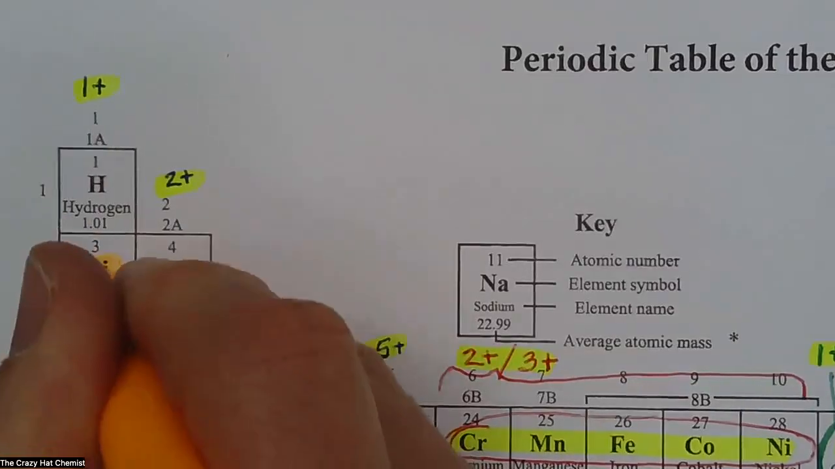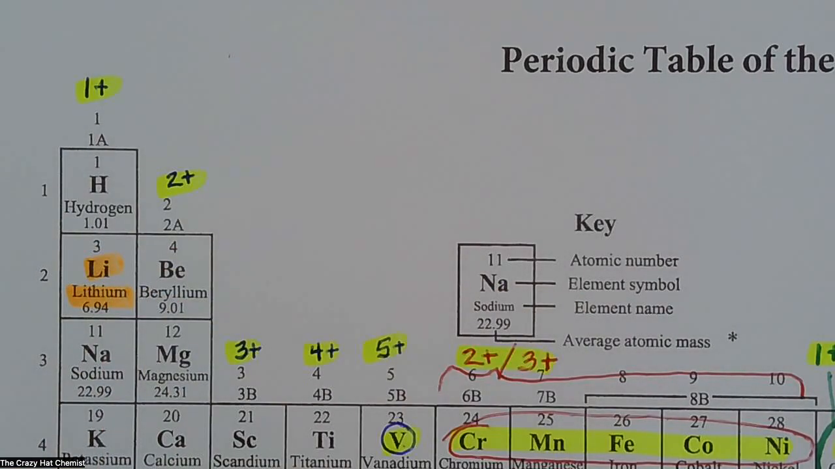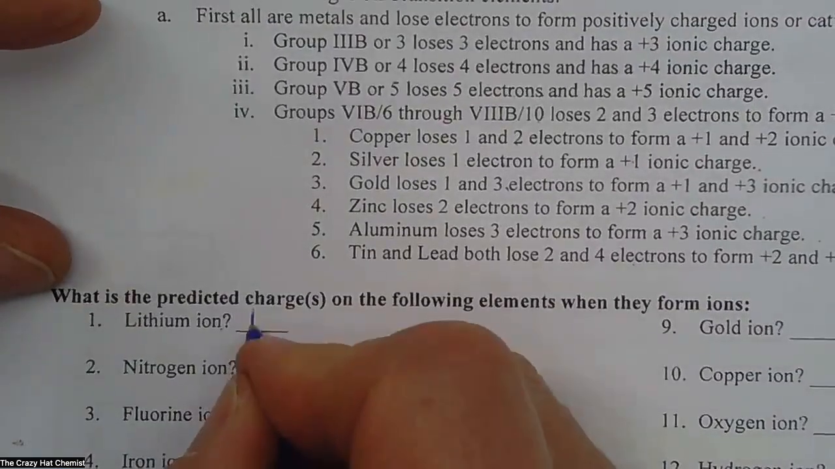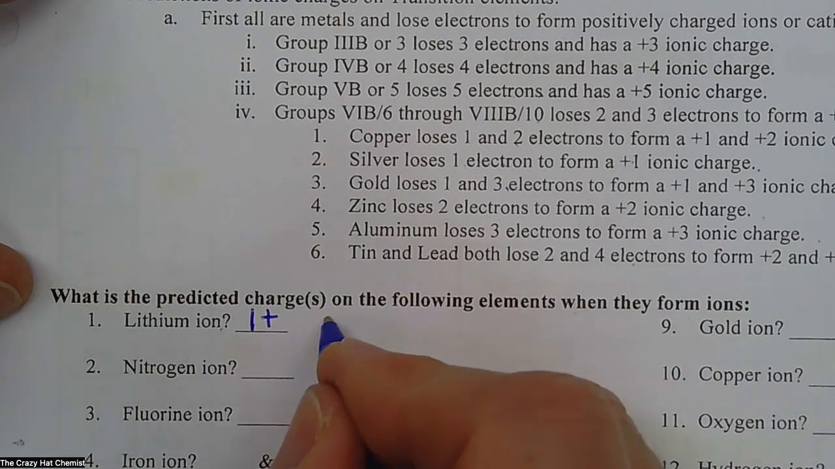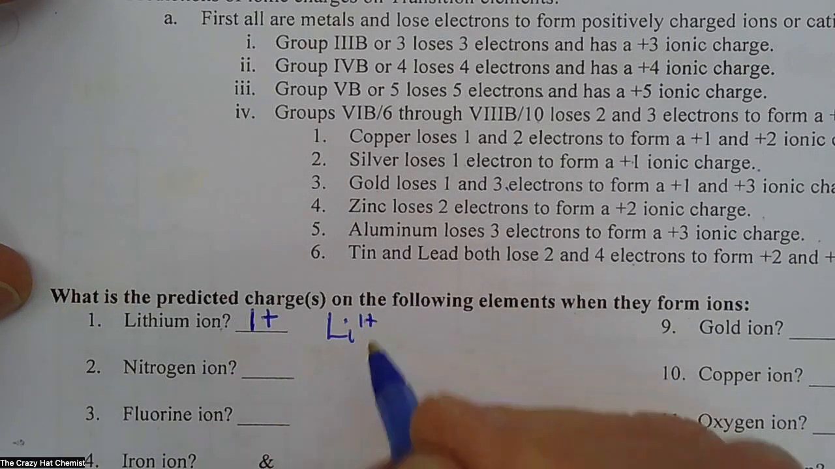Here is the lithium atom, and what predicted charge would it have? Well, it's in group 1. It will have a 1+ charge. So let's write that down, 1+ charge. Notice it is the number and then the charge itself. Okay, so you would really write it Li with a 1+, just like that.